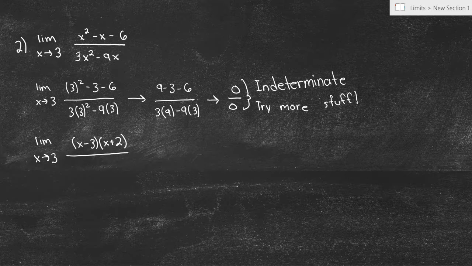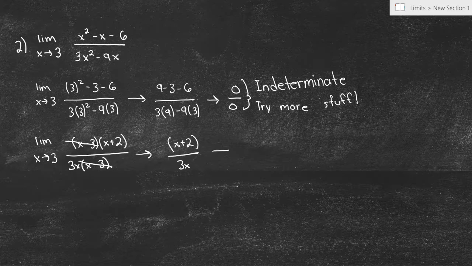Then on the bottom, let's see what we can do. It looks like we can take out a 3x, so that's what I'm going to do. 3x, and I'm going to be left with x minus 3. That's looking really promising. And then what you can do is cross out your common factors, just like always, and we're left with x plus 2 divided by 3x. Then we can substitute our x again, and now we're going to be left with 3 plus 2 divided by 3 times 3. And that equals 5 over 9.